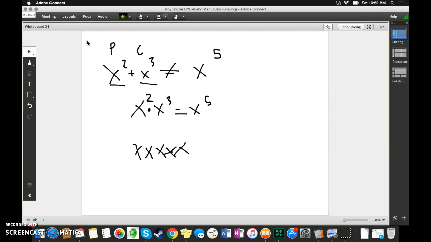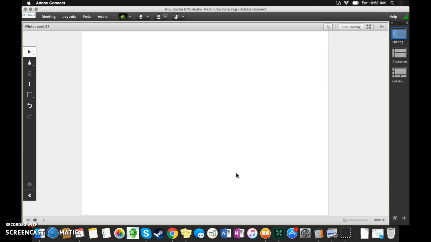So that kind of covers a little bit about some of the harder problems in the book. Let me know if you need any other problems explained, and I'll see what I can do.